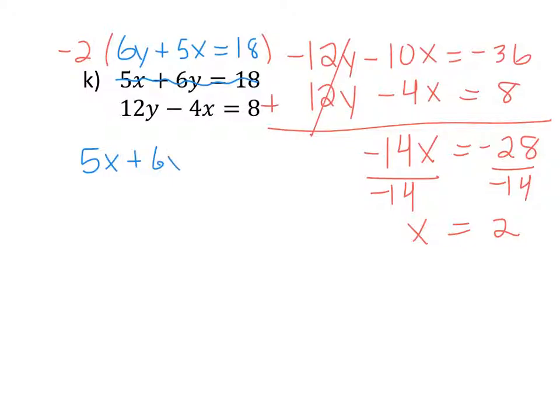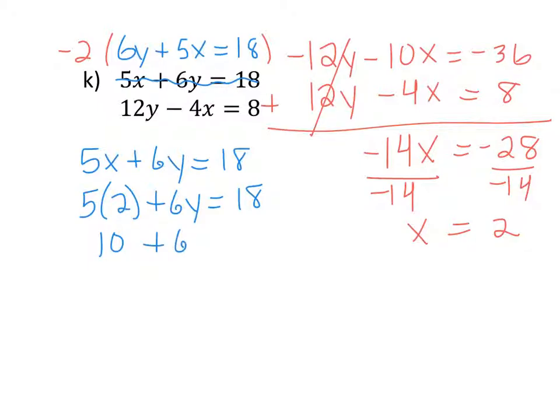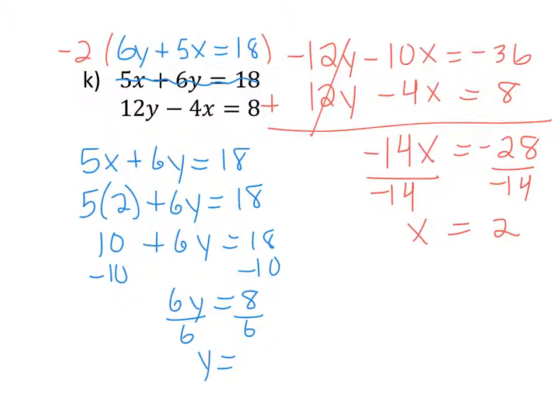5x plus 6y equals 18. I have x. 5 times 2 plus 6 times y equals 18. 10 plus 6y equals 18. Subtract 10. 6y equals 8. Divide by 6. I'm just going to keep it as a fraction in simplest form, and I'm left with 4/3. You can absolutely leave it improper, and I suggest you do that. So 2, 4/3, and I chose to use elimination.